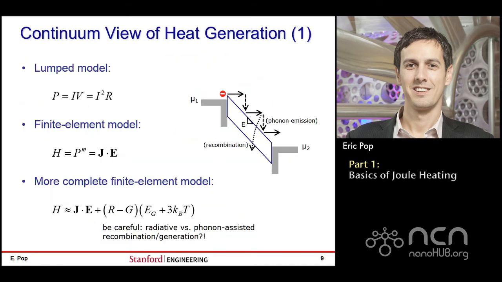Okay. Now I want to spend 2 quick slides looking at a continuum view of heat generation. So again, we've discussed power, the lumped model, the simplest model. Power is I squared R. I think we understand that. It's fairly simple and straightforward.